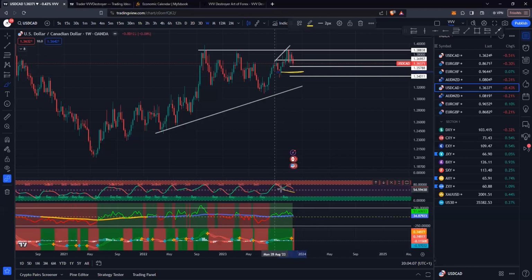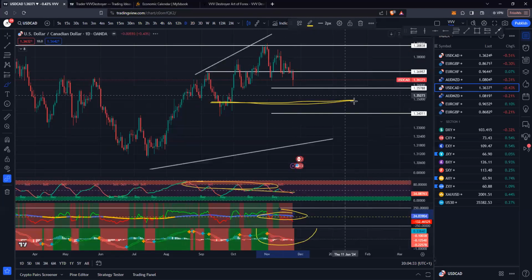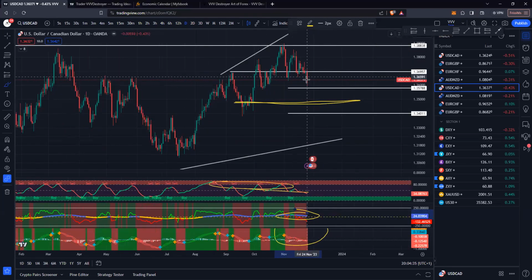Okay, so what I'm looking at is this, and as you see, it's just forming, and even on the RMI it's not formed yet. But actually we could see a pretty big move from the USD CAD last week before the close. So this is what I'm looking for, and this should continue to the downside. Okay, this was a daily picture.